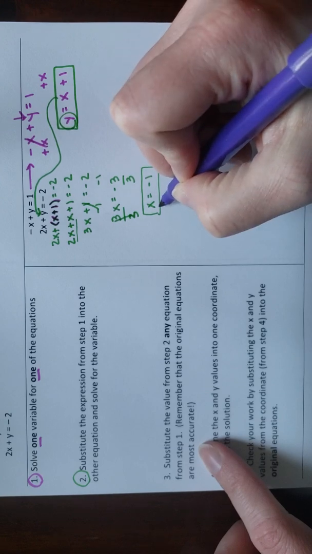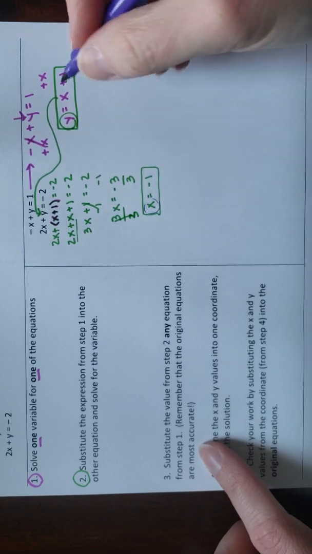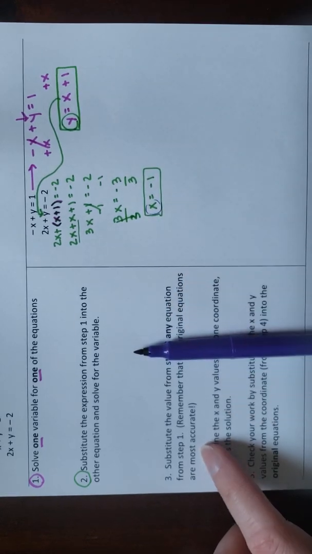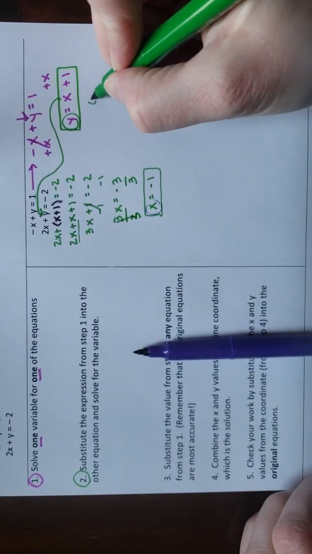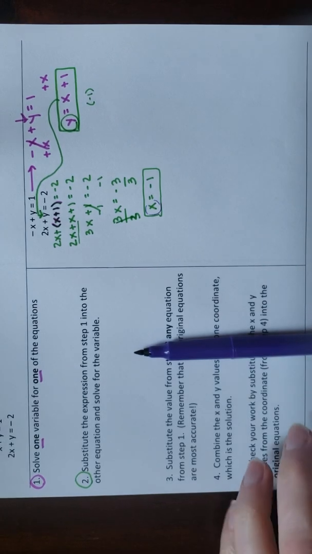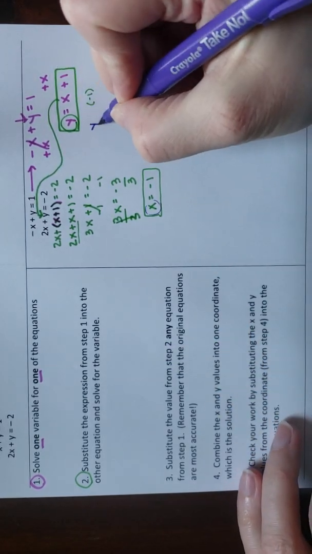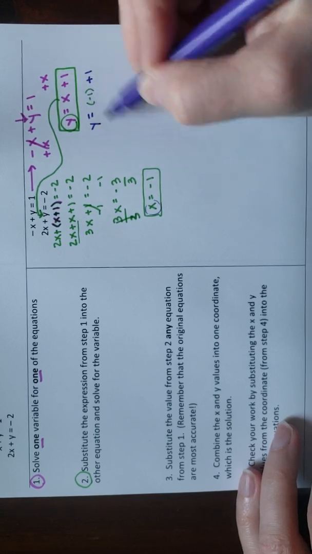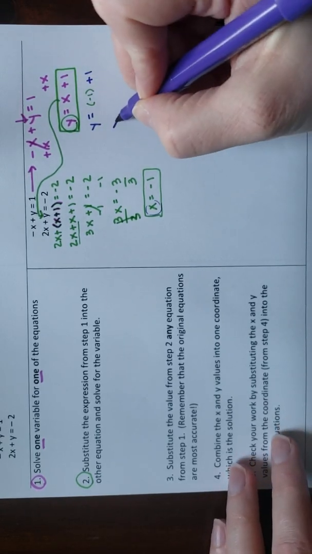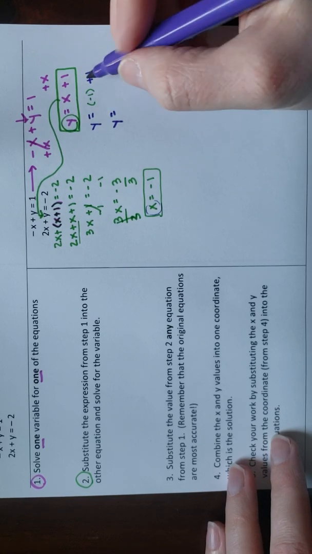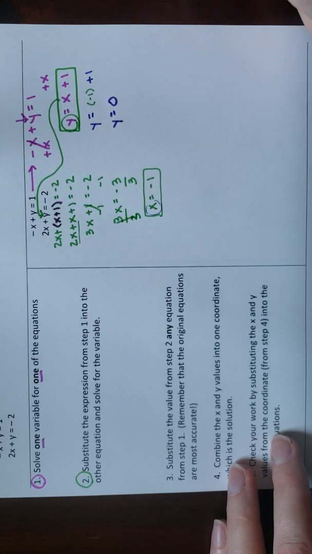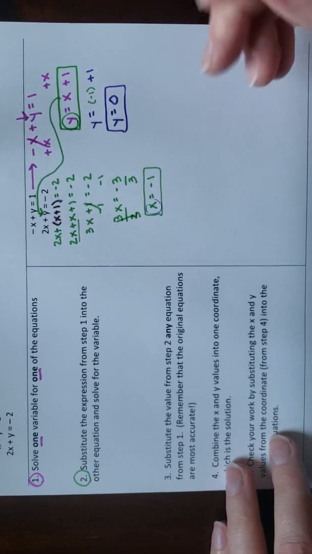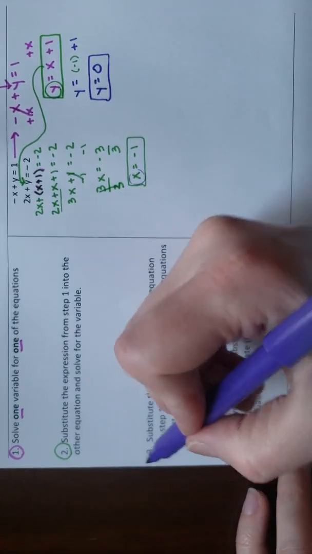So x here is equal to -1, so this x now is going to be equal to -1, and everything else is the same. So y equals x plus 1, only instead of x, we're putting in what x equals. y equals negative 1 plus 1 is 0. So we have found that x is negative 1. We use that to find y is equal to 0.